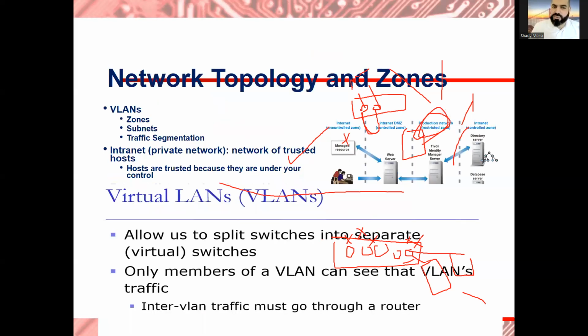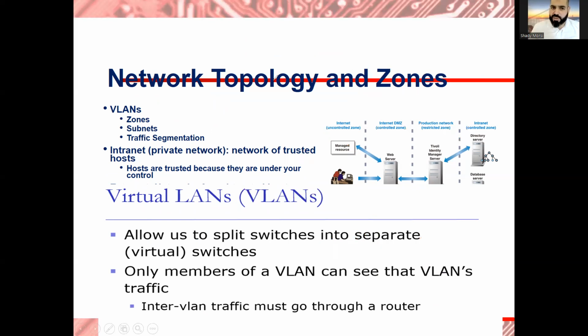Let's move to VLANs, because VLANs is a very important topic, and I wanted to cover it today before we move to another topic, which is firewalls. Let me just clear this a little bit. In order to understand what a VLAN is, let's first of all talk about what a LAN is.